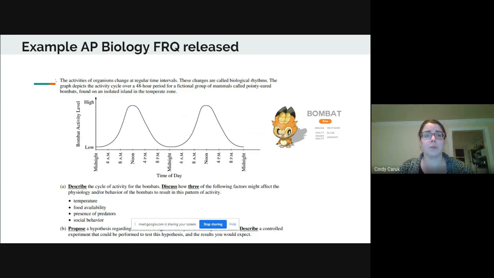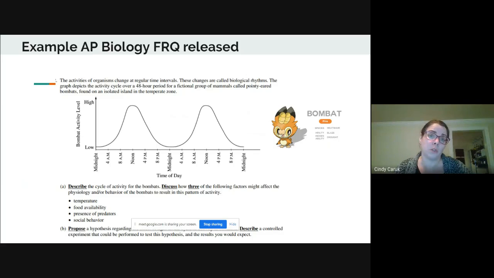And this would be an example of an FRQ. This was done on a wombat. Okay, this was a few years ago. So you can see here, they're asking you to describe the cycle of activity, 3 factors that could affect it physiologically or behaviorally, and then proposing a hypothesis, you've seen that science practice, and describing a controlled experiment.